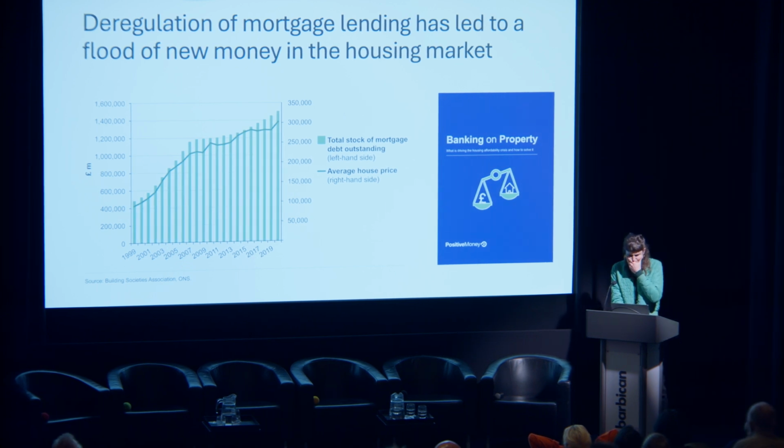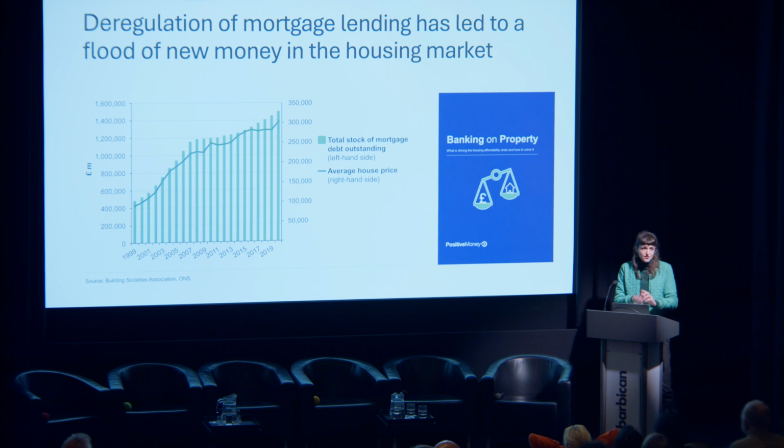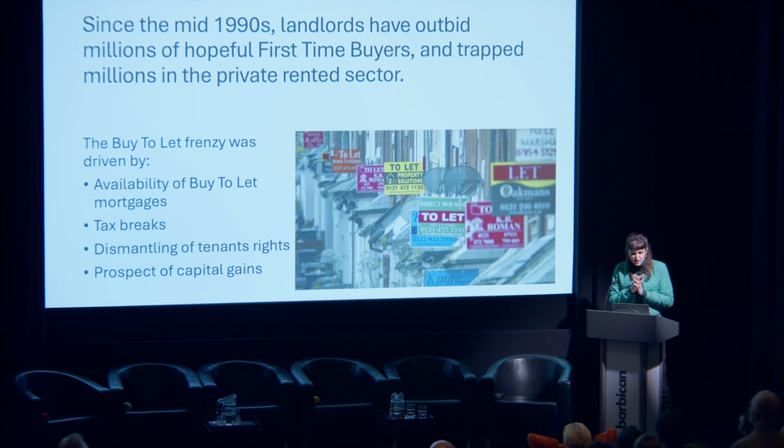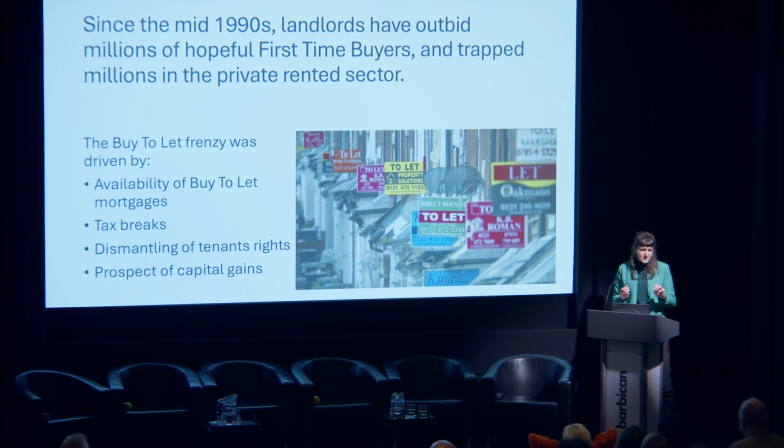So the second key change in policy that's driven a frenzy of demand in the housing system is, of course, the deregulation of tenants' rights and the various tax breaks and financial products for landlords. So since the mid-90s, landlords have outbid millions of first-time buyers and trapped millions of people in the private rented sector. I use the word trapped very, very deliberately because surveys are very clear that only 6% of people want to live in the private rented sector, and half of them only want to be there for a couple of years.